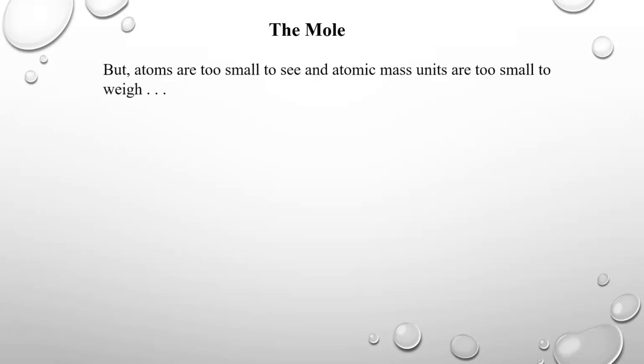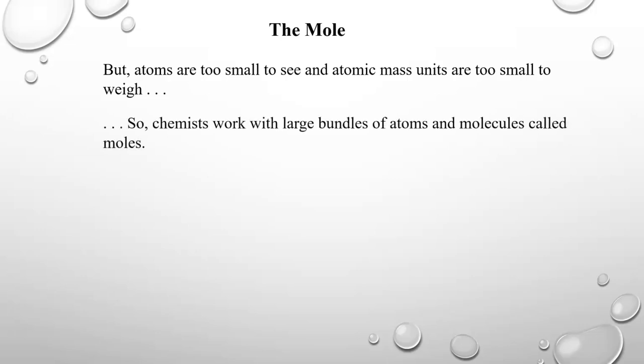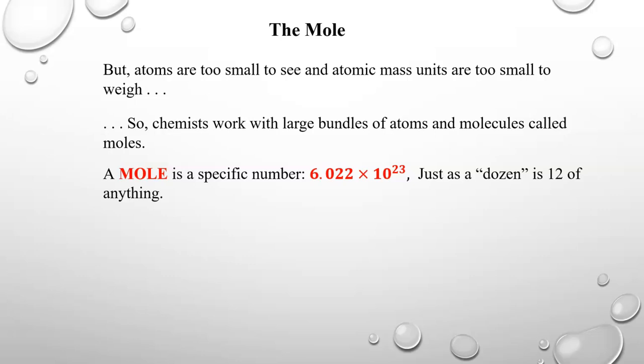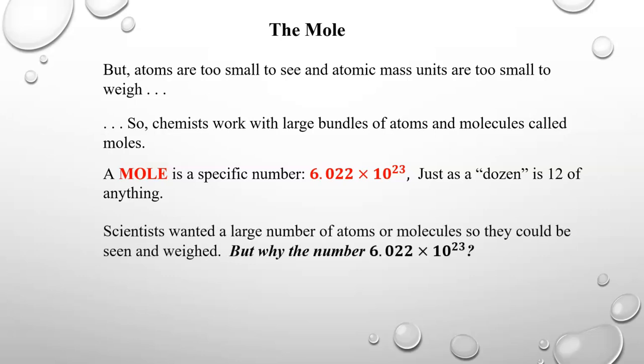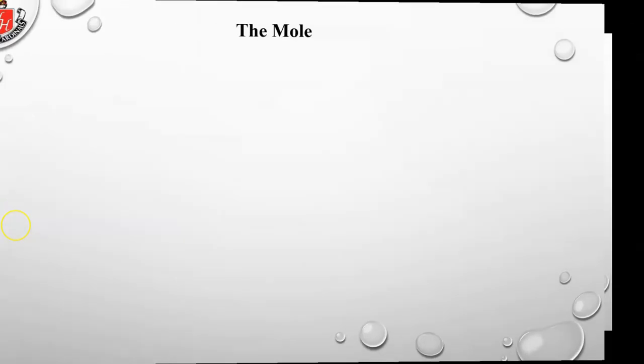But atoms are too small to see and atomic mass units are too small to weigh. So chemists work with large bundles of atoms and molecules called moles. A mole is a specific number. It's 6.022 times 10 to the 23rd. So just as a dozen means 12 of anything, could be donuts or eggs or anything, a mole means that specific number of atoms, molecules, anything that you want. Scientists wanted a large number of atoms or molecules so they could be seen and weighed. But why the number 6.022 times 10 to the 23rd? This lesson will answer that question.